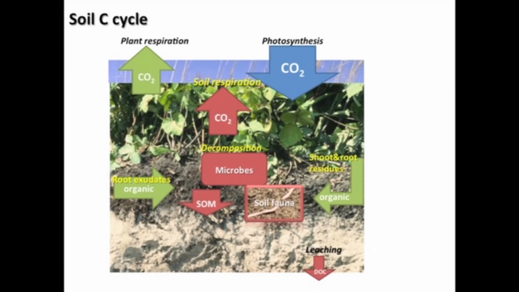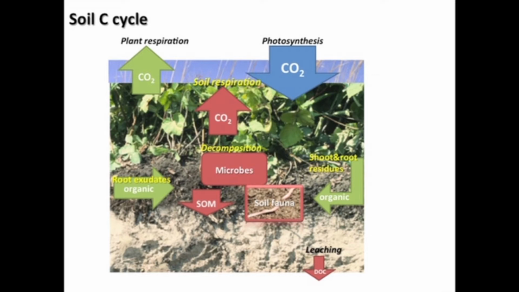So let's look at that soil carbon cycle in a little bit more detail. It all begins with plants. By the process of photosynthesis, they take CO2 from the atmosphere and build their bodies from it. They build those complex organic macromolecules. Some of the CO2 is lost in the process and goes back to the atmosphere as plant respiration.